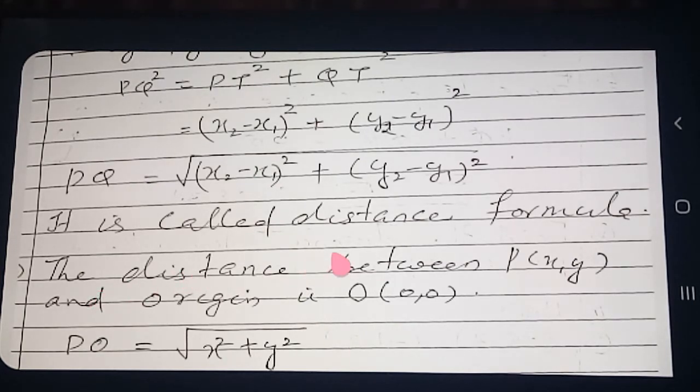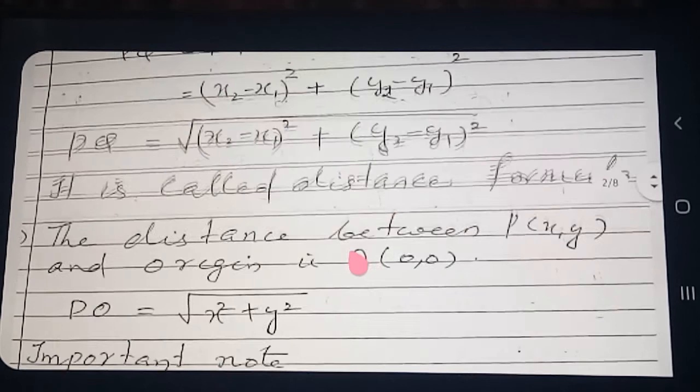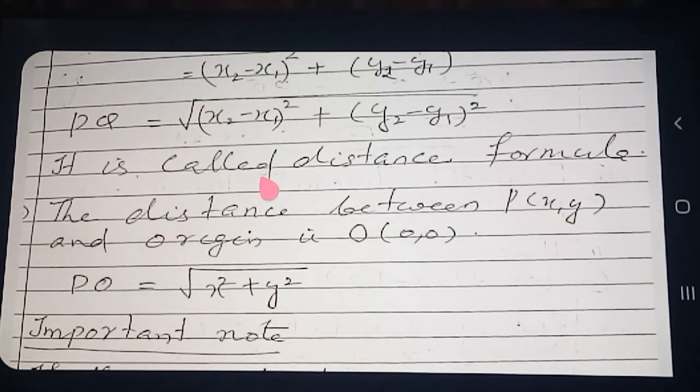The distance between point P(x, y) and the origin (0, 0). How will you get the answer? OP is equal to root of x2 minus x1. So x minus 0, how much is it? x. So x the whole square plus y the whole square comes. So what is the distance between any point P(x, y) and the origin (0, 0)? What is the answer? Root of x square plus y square.